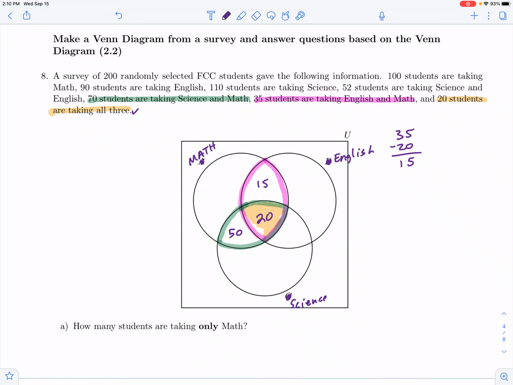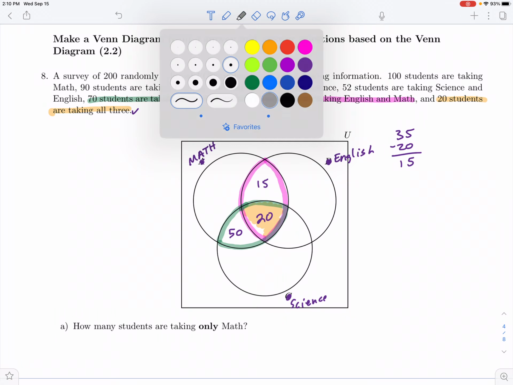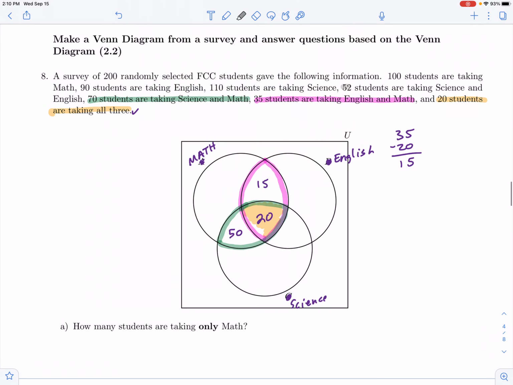And then finally, our last one: we've got 52 students taking science and English. Let's get another color here. It's gray. 52 students are taking science and English, so for this football shape, 52 students total live there. But we've already got 20. So 52 minus 20 gives us 32 that live just in the English and science overlap.